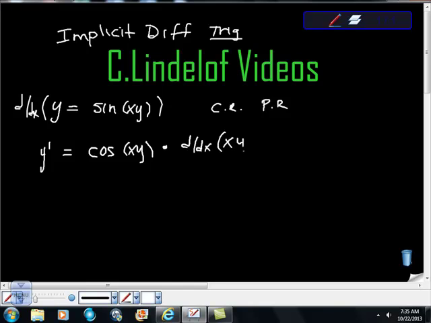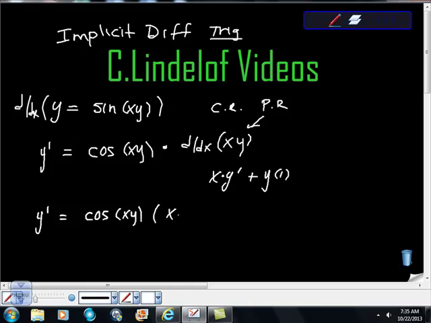Now it gets a little bit dicier because now we need to find the first derivative of the inside piece, and that's our product rule problem, isn't it? So I'm going to break that out a little bit, and I'm going to say that the first derivative here using the product rule is x times y prime, isn't it? Plus y times 1, right? This is f of x times g prime of x plus g of x times f prime of x. So I'm going to put this thing back together and say that y prime is equal to cosine xy times x times y prime plus y.